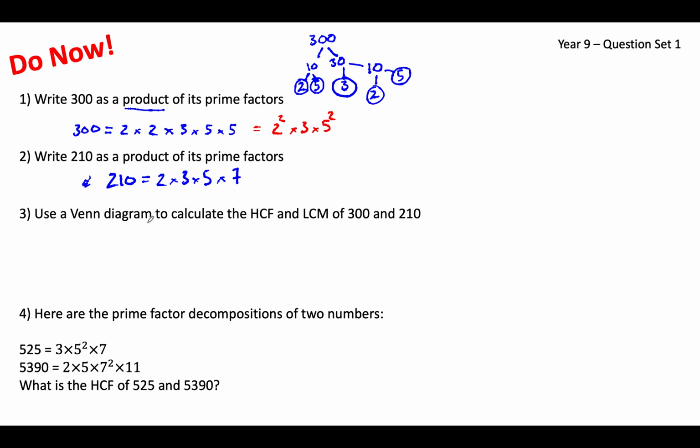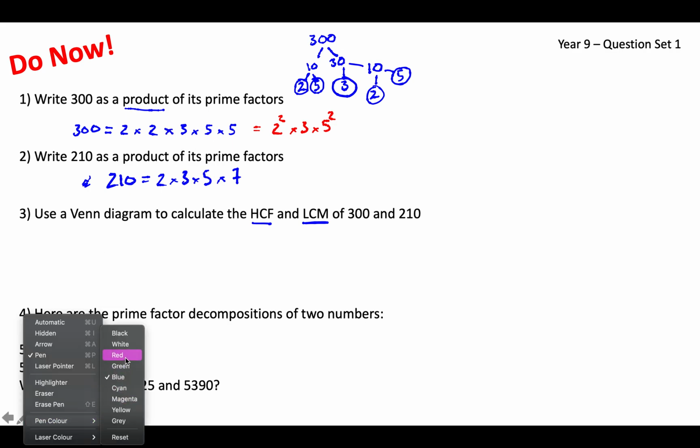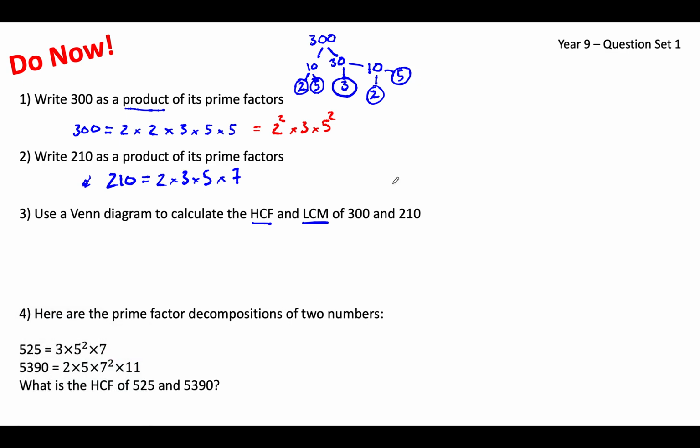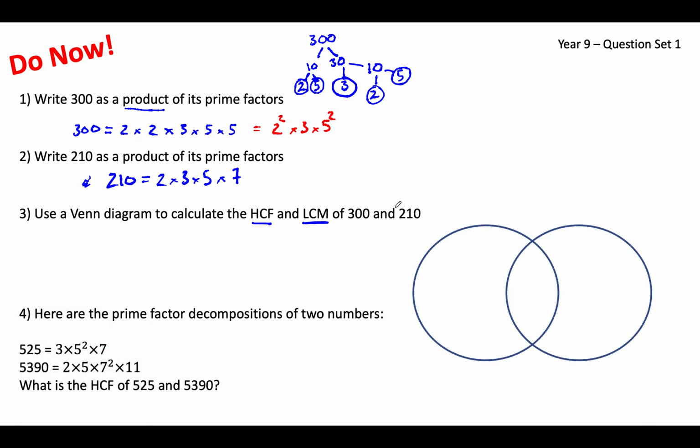Now, it says use a Venn diagram to calculate the HCF and LCM, so highest common factor and lowest common multiple of 300 and 210. Notice those were the 2 numbers in the first parts, so these 2 prime factor decompositions, the products of prime factors, are going to be useful. A Venn diagram has a circle for each set, and I've got 2 sets here. One is for the number 210 and one is for the number 300. It doesn't matter if you've done yours the other way round.